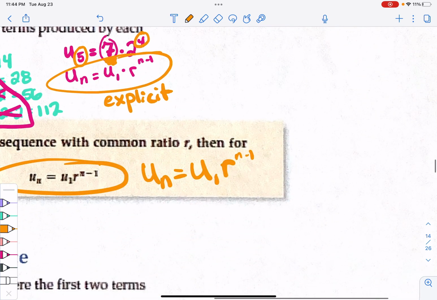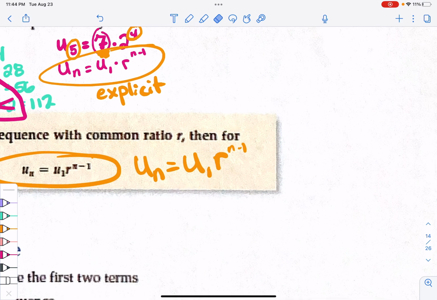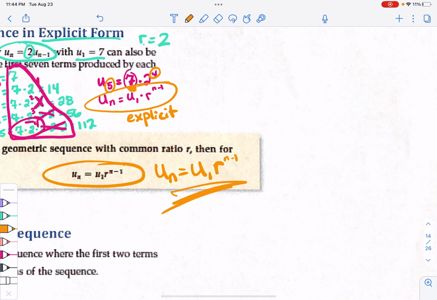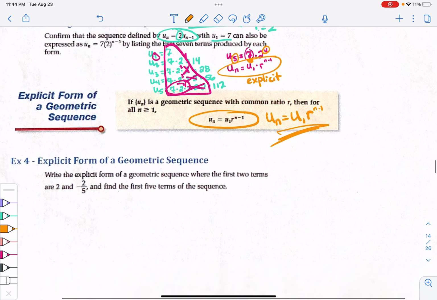And the really nice thing about explicit, as opposed to recursive, which was up here, is that if I wanted to find the 100th term of this sequence, it's probably going to be a really big number, but all I would have to do is plug in the first term and then plug 100 in for n, and I'm done, right? I wouldn't have to know the 99th term and the 98th term, etc., like I would with recursive, okay? So that's a really nice thing. This is the explicit formula for the geometric sequence, okay?